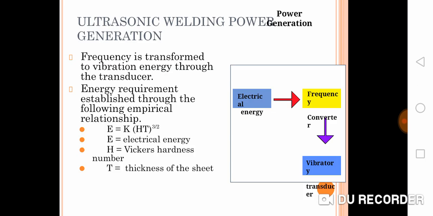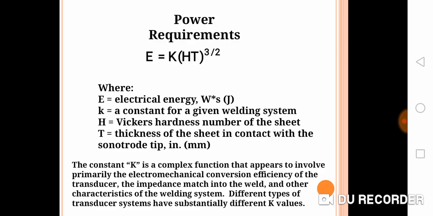So this graph shows the sheet thickness versus machine size, and how the machine size varies depending on the sheet thickness. Now, if we are discussing the process variable power generation, you can calculate the energy required using the relation E = K H T^(3/2), where E is the electrical energy, H is the case hardness number, and T is the thickness of the sheet. So from this you can say the energy requirement depends upon the hardness and the thickness of the material. Using this you can find out the energy required for the welding.